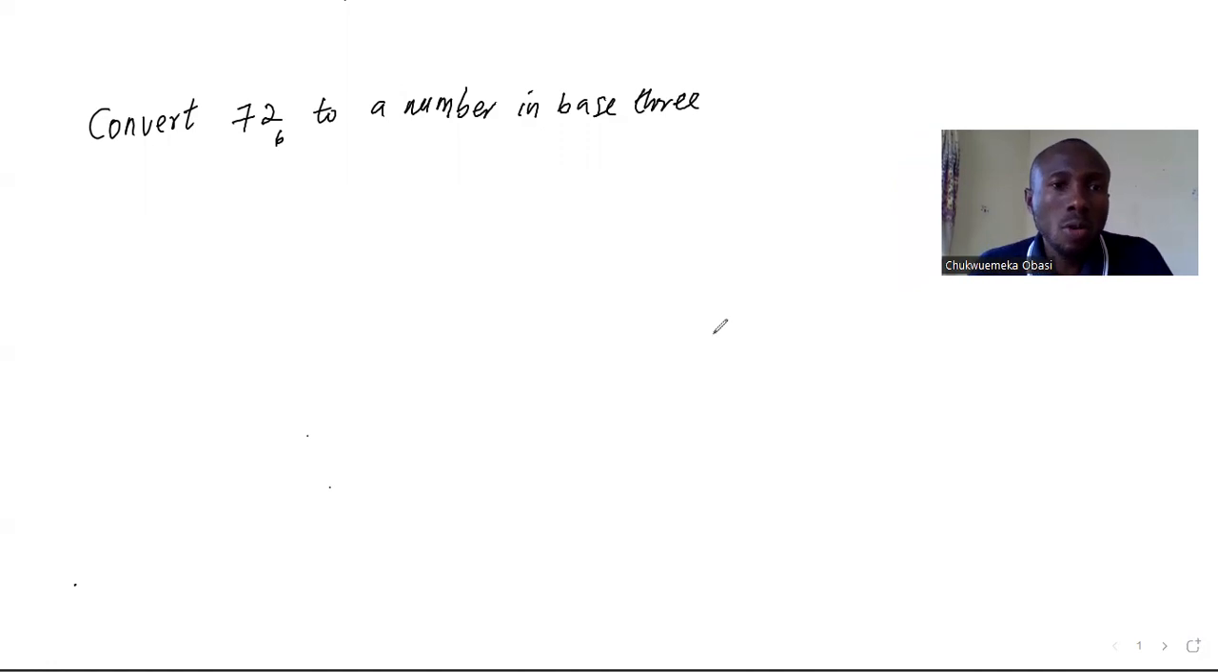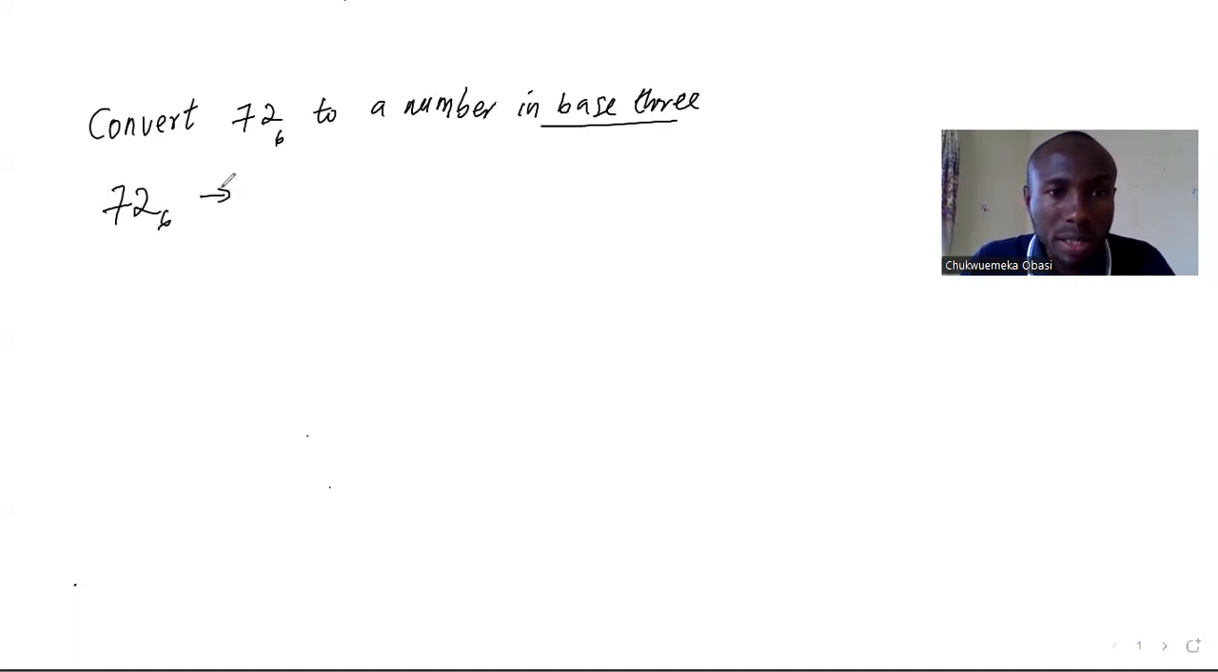All right, viewers. So this is the very first question we have for you. It is: convert 72 base 6 to a number in base 3. This is very easy. You want to convert 72 base 6 to a number in base 3. So how do you do that? Most of the students we know will always convert these to base 10 and from base 10 to base 3.